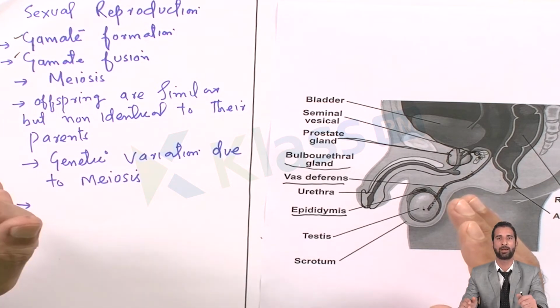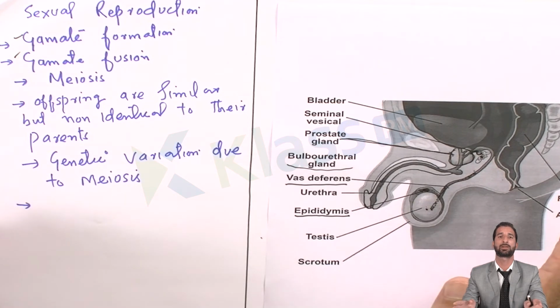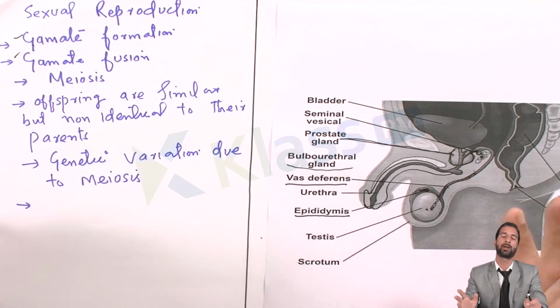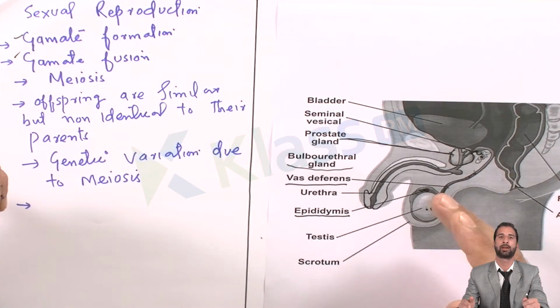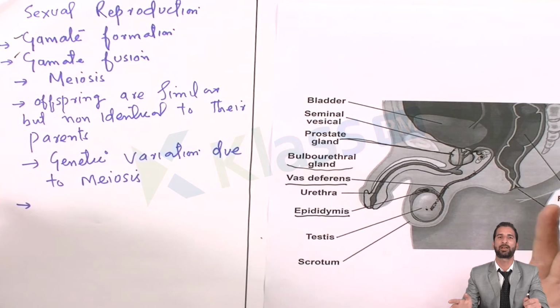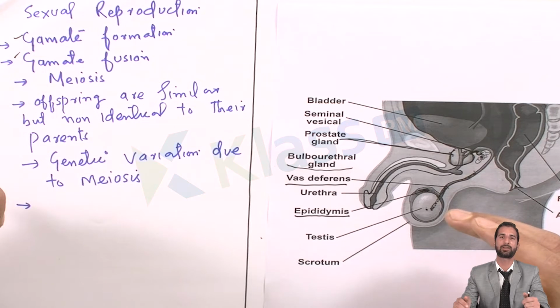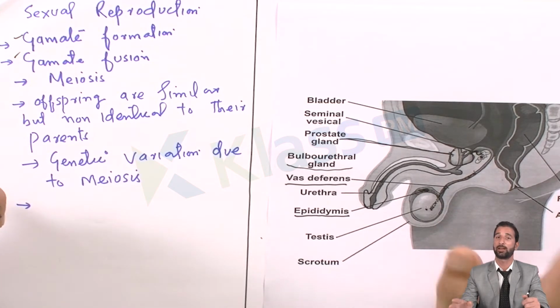This is unlike asexual reproduction, where no meiosis was required, no gametes were required, and no fusion of gametes was required. Only the parent organism divided in different ways to form offspring which were morphologically as well as genetically similar. But in sexual reproduction, during meiosis, during the formation of the gametes, there is a process of recombination, crossing over.